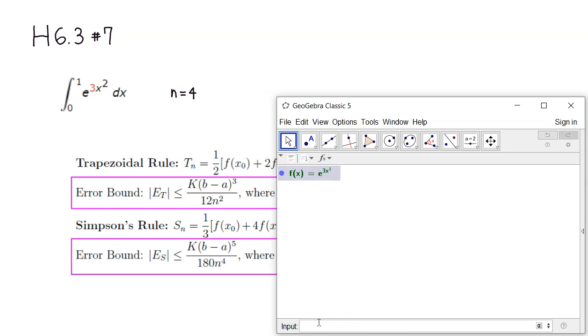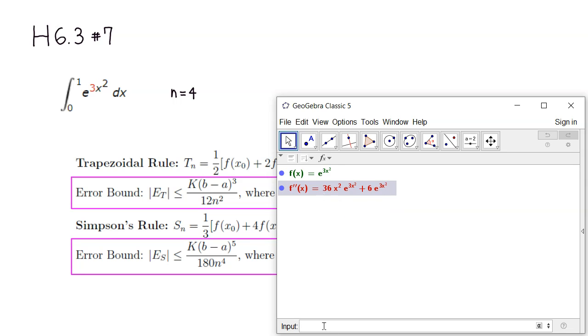Then we need to find the second derivative. So f double prime of x. GeoGebra can compute the second derivative. And we want to maximize over the interval from 0 to 1. But as you can see, everything is positive, and it's an increasing function. This is going to be maximized at x equals 1.